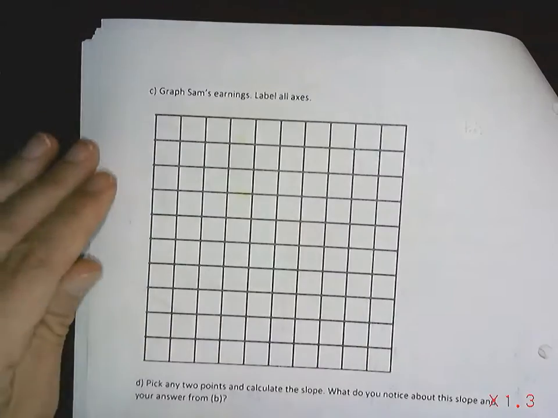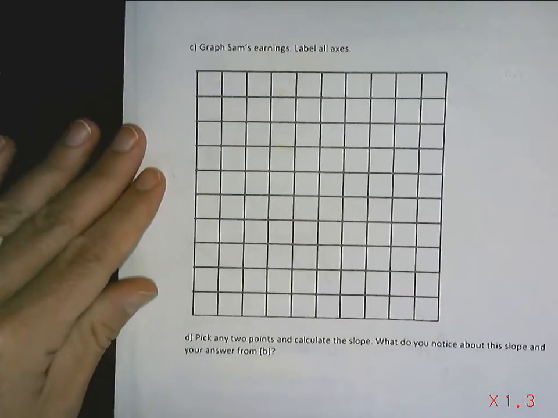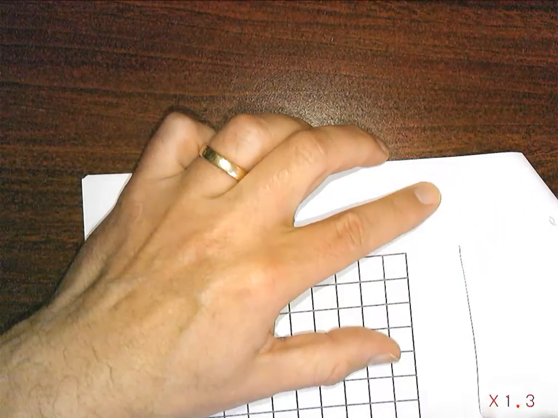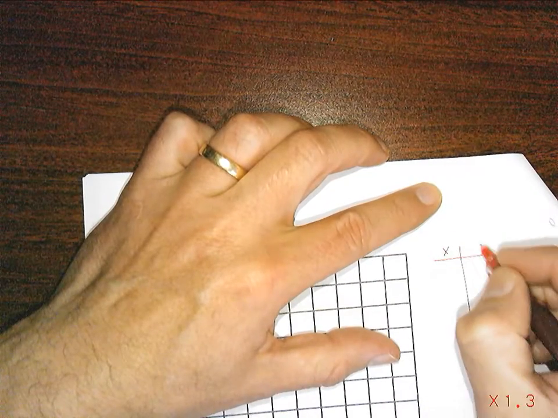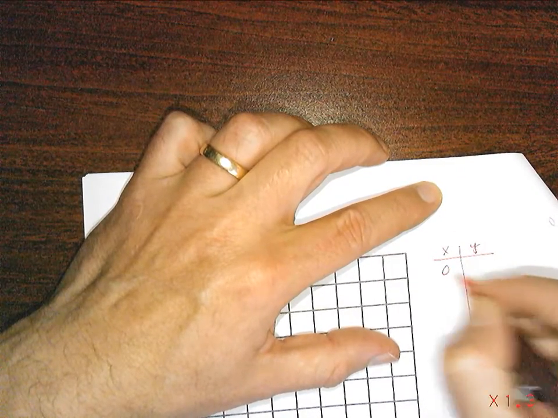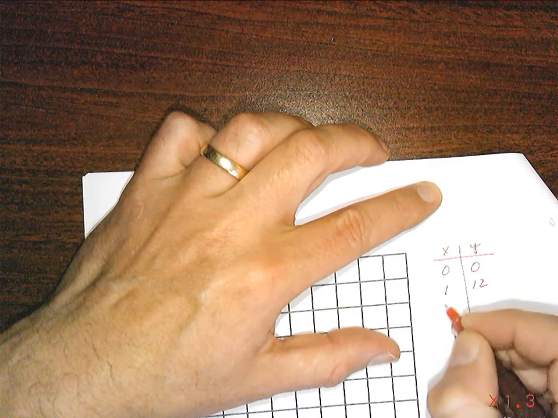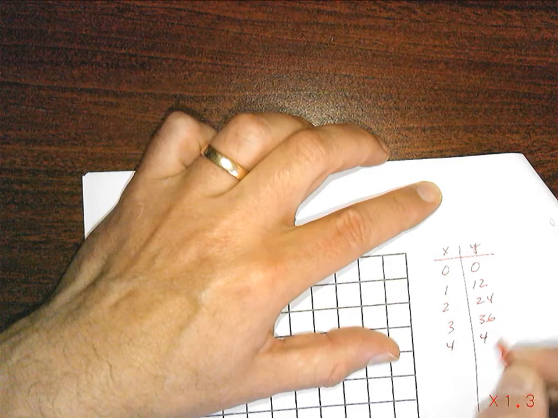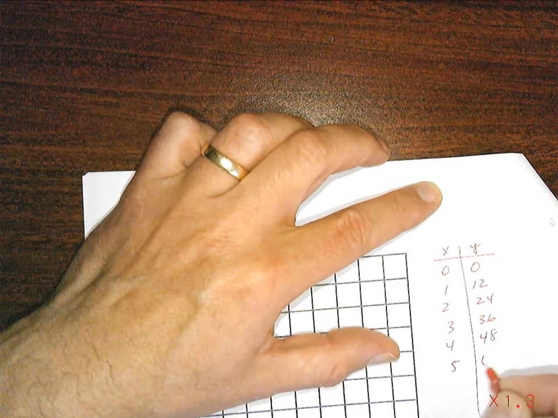They want me to graph Sam's earnings, and they want me to label the axes. We had a bunch of points for Sam's earnings. Let's just put them down here. These were the x values, and these were the y values. So it was 0, 0, 1, 12, 2, 24, 3, 36, 4, 48, and 5, 60.